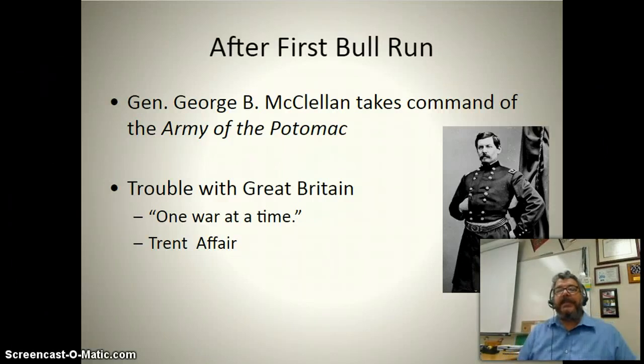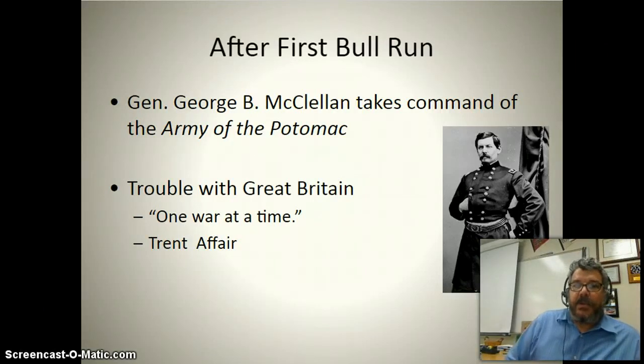All right, so what happens after the first Battle of Bull Run? Well, right off the bat, Irvin McDowell is going to be sacked. He'll be replaced by General George B. McClellan. McClellan's going to be a guy that will be with us for a while, at least through Antietam, and then even on through the election of 1864.